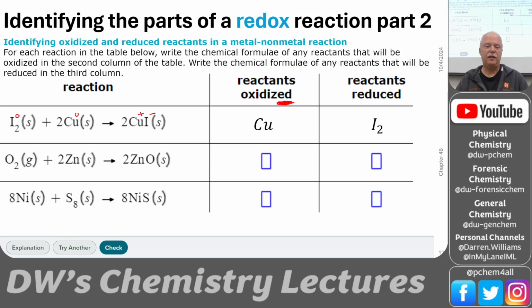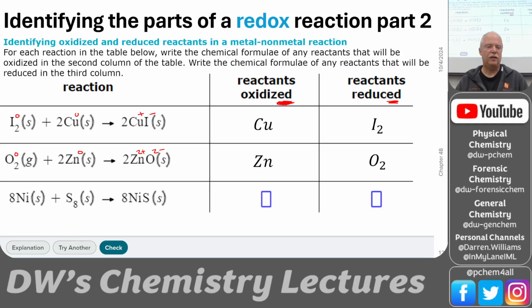And then obviously the next one would be I2. That would be the thing that gained the electrons. Okay, so reduction is gain. So when it was reduced, it gained electrons. Same thing over here, oxygen 0, zinc solid 0, to oxygen 2 minus and zinc 2 plus. Okay, so the zinc was oxidized and the oxygen was reduced.